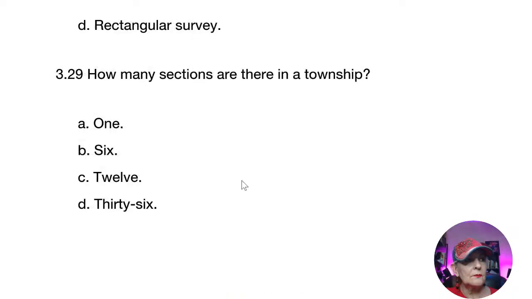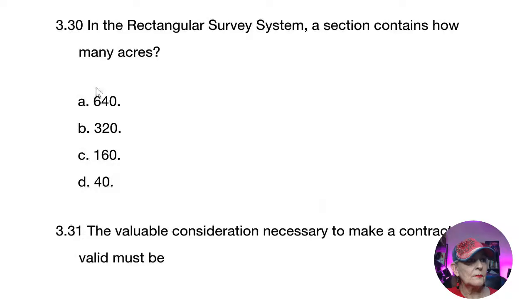Number 30. The rectangle contains how many acres? A, 640, B, 320, C, 160, or D, 40? The answer here is 640. Each section contains 640 acres.